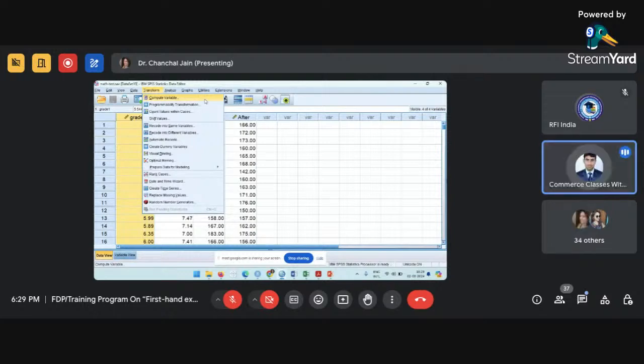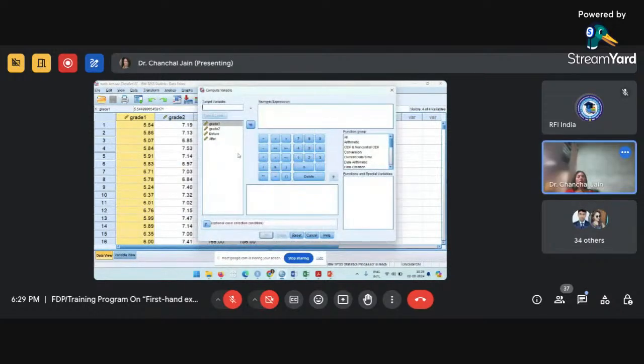Yes ma'am. So click on this. Now, I think you can see in the target variable a cursor is blinking. You can give the name according to your choice. I am writing here the difference, right? Up to you, whatever name you want to give. I have written difference.